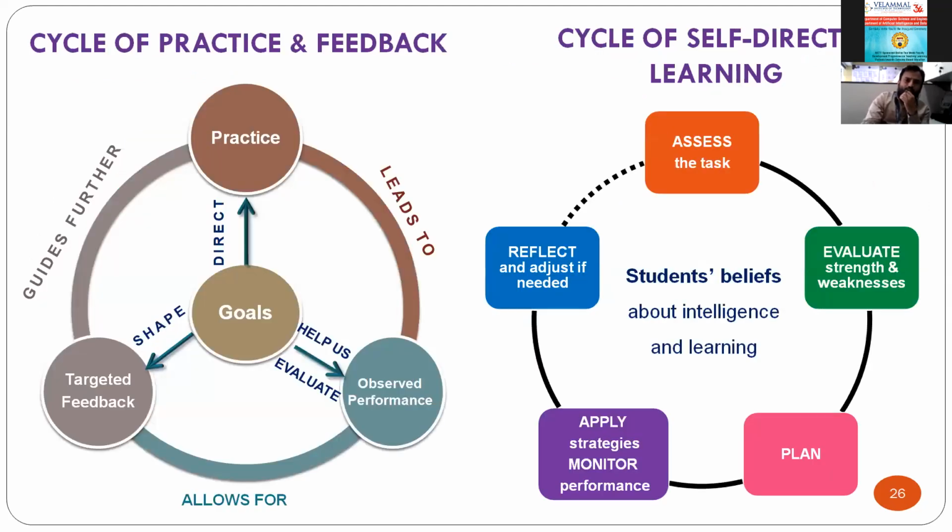So there is a cycle of practice and feedback. Practice, observe performance, and give targeted feedback. Then this will lead to continuous improvement. So this is how to assess, how to evaluate, how to plan, and how to apply based on the particular student's beliefs, emotional regions, and learning.